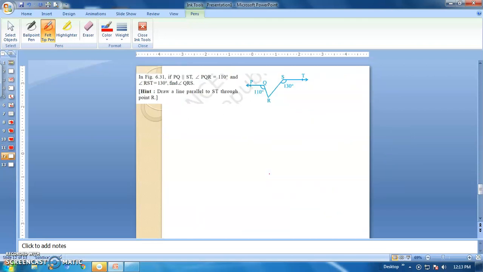Right, look at this question. In the figure, PQ is parallel to ST, that is, this line is parallel to this line, and angle PQR is equal to 110. It's already given here, and angle RST is also 130 degrees, given. They are asking to find QRS. They are asking to find this angle. For this purpose, they are asking to draw a line parallel to ST through R. So R is here. They are asking to draw the line.